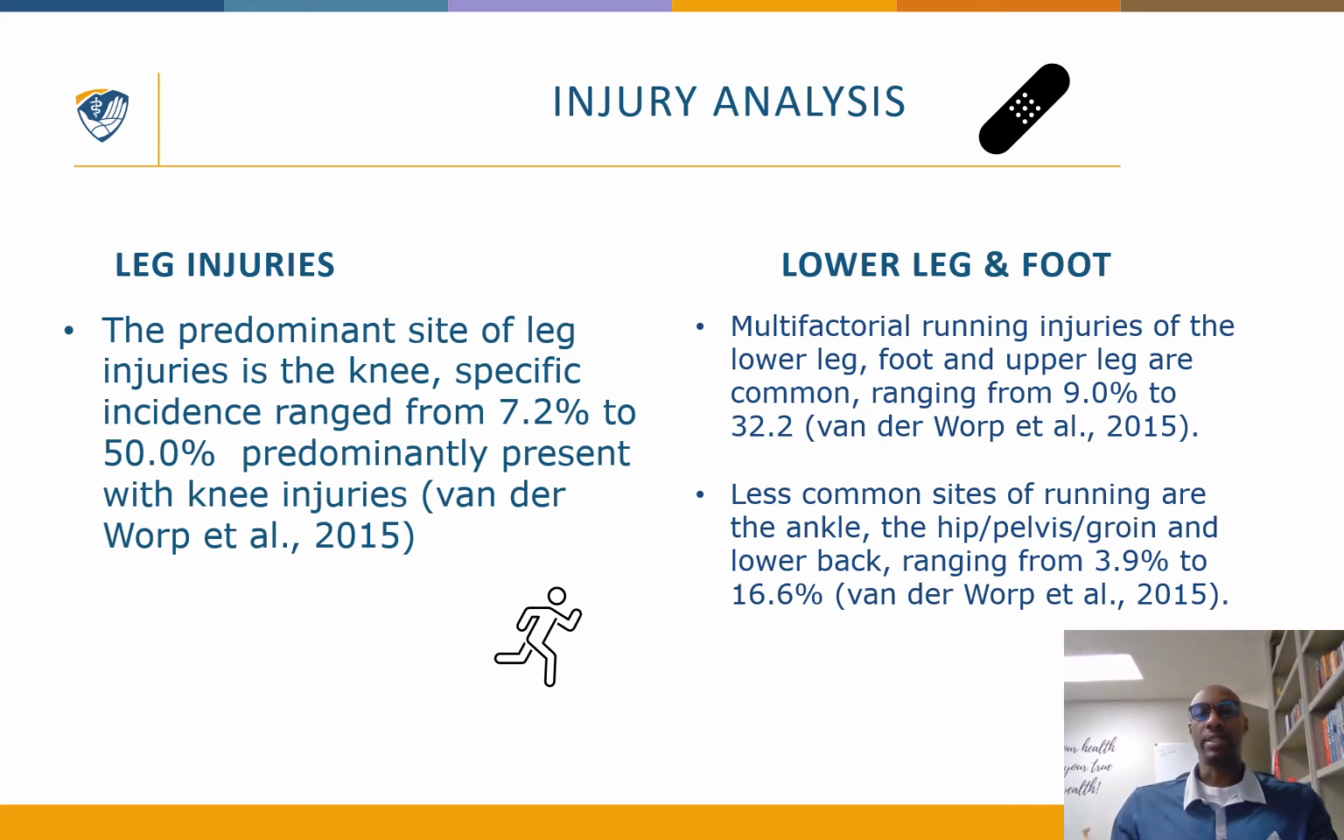Some of the less common sites of injuries would be the ankle, the hip, the pelvis, groin, as well as the low back, because they're distributed differently in how they're reported. A person with low back pain, which is very common in society, would report that to a different provider, which was also discussed in Van der Worp et al.'s reports, the lack of quality in reporting this information. However, the range is anywhere from 3.9 to 16.9%.